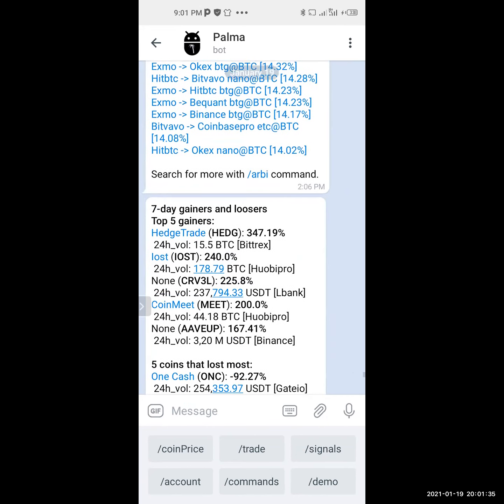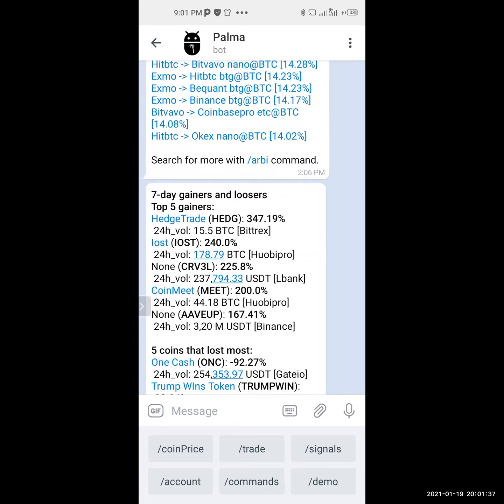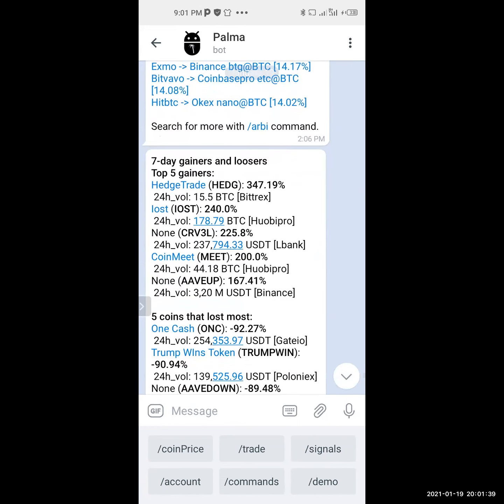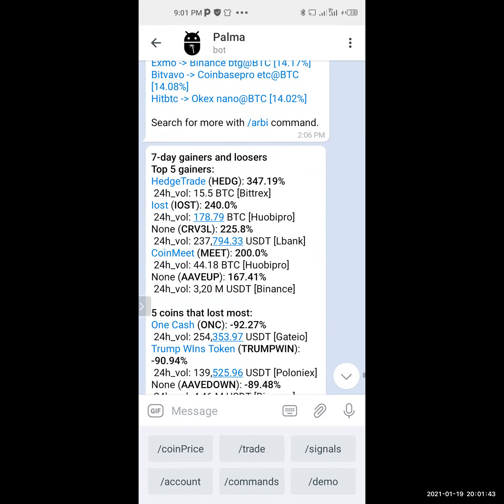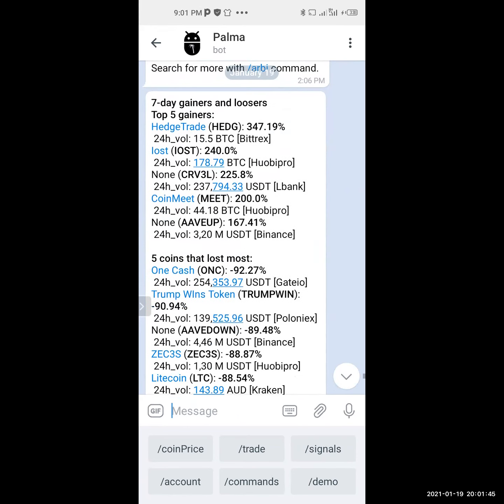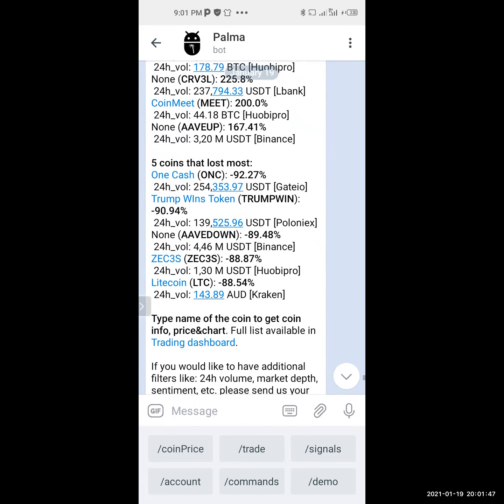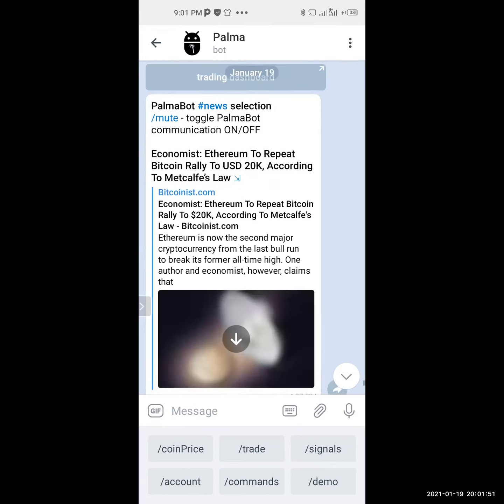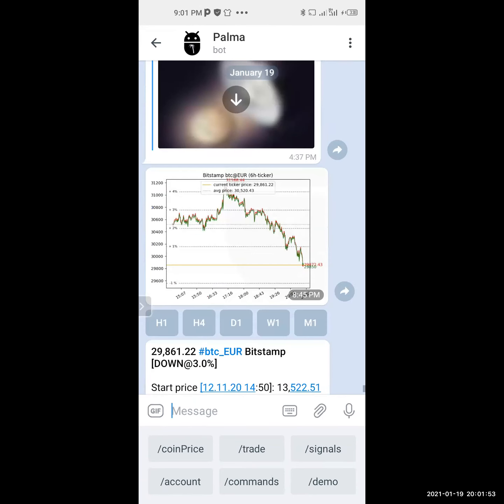Now you can get information on 7 gainers and 7 losers, like which coins are on profit. Well, IUST gave 240% profit. Interesting. You can see coins that are on profit and coins that lost in the last 24 hours. And then you can just click on these buttons here.